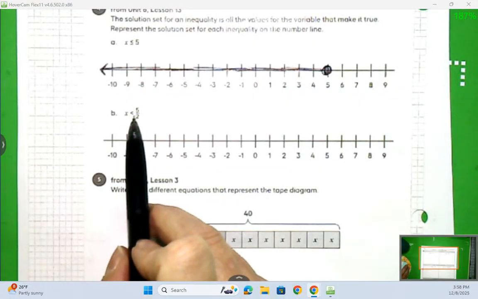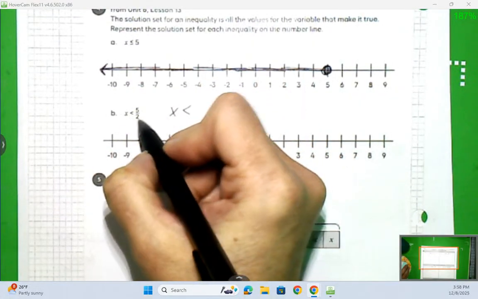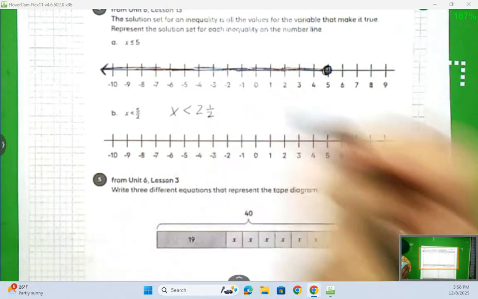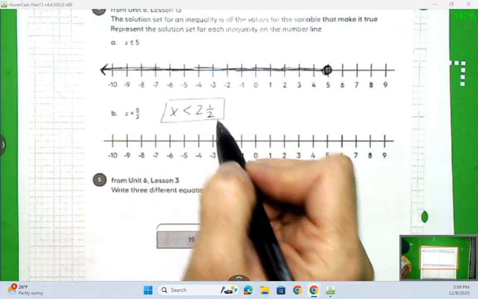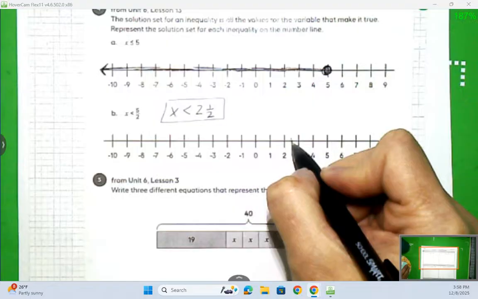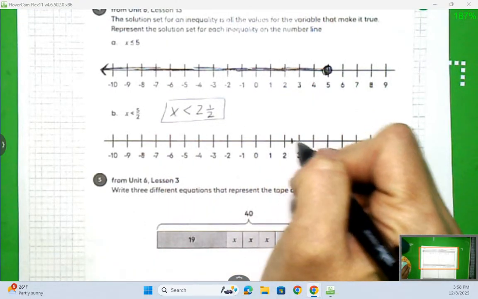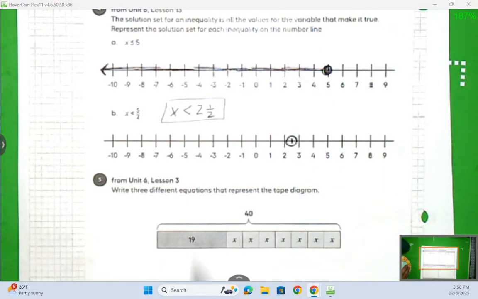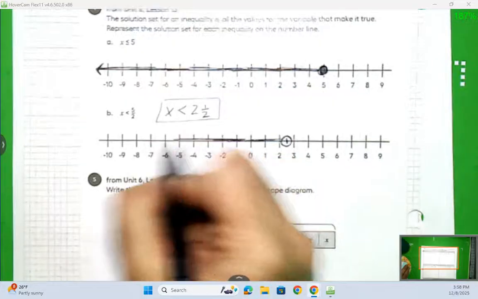Okay, for x is greater than 5 halves, we can do 2 goes into 5 two whole times for 4 and a half. So basically this is the same thing as x is less than 2 and a half. Looking at my number line, 2 and 3, so 2 and a half is right in the middle. It does not have an equal sign underneath, so we're going to have an open circle there at the 2 and a half. And x is less, so less means we're shading to the left.